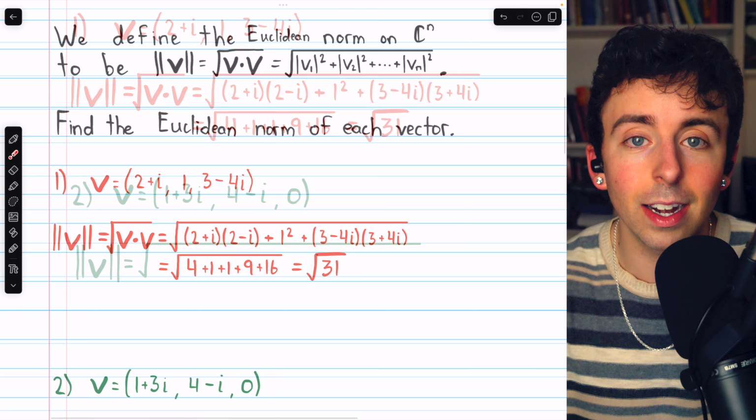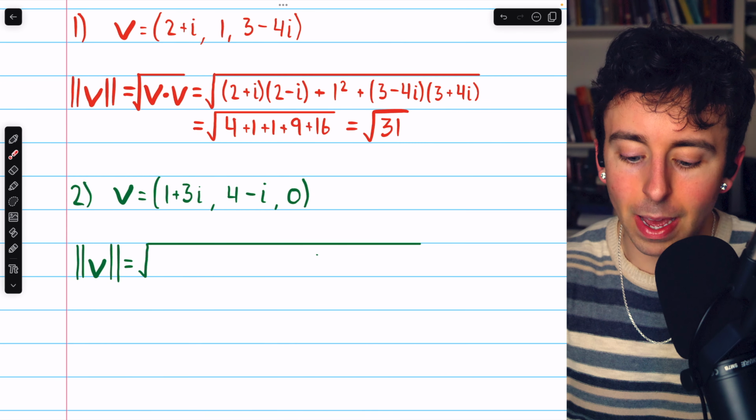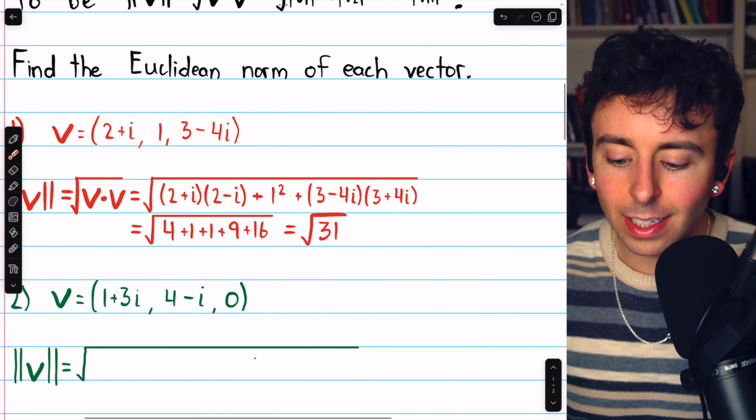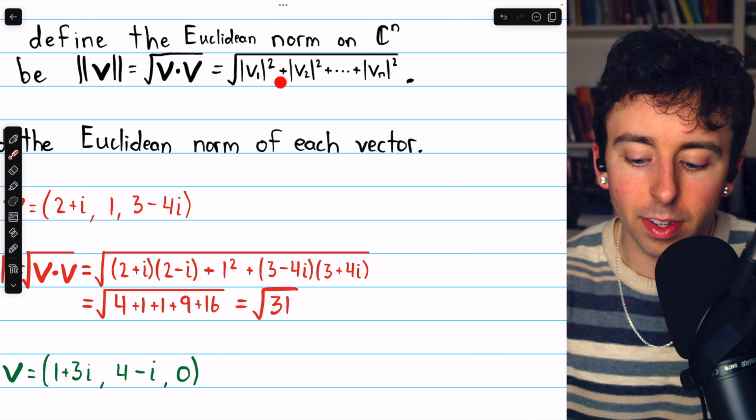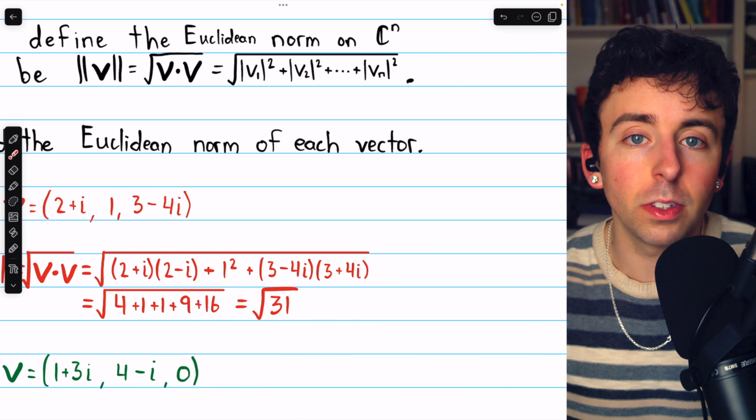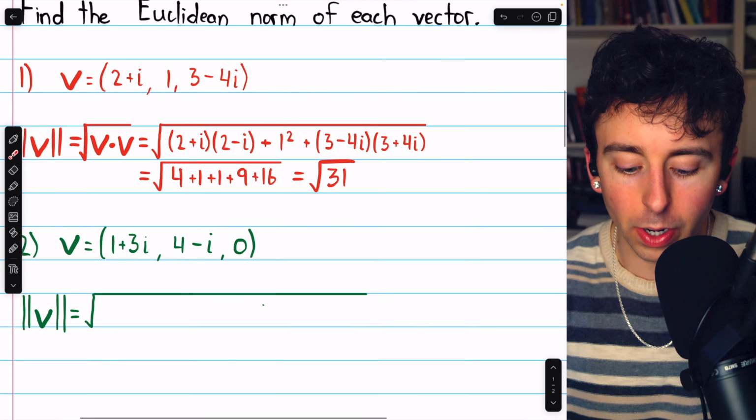Now for this second example, the magnitude of this vector v, let's try this shortcut, knowing that underneath the square root, we're just going to have the sum of the squares of the magnitudes of the individual components. The magnitude of a complex number, 1 plus 3i, is the square root of 1 squared plus 3 squared, so the square root of 1 plus 9. But remember, this formula tells us that those magnitudes are actually squared, and so the square roots would go away.